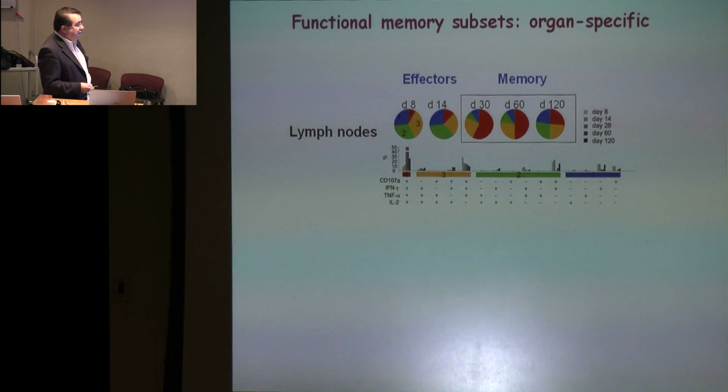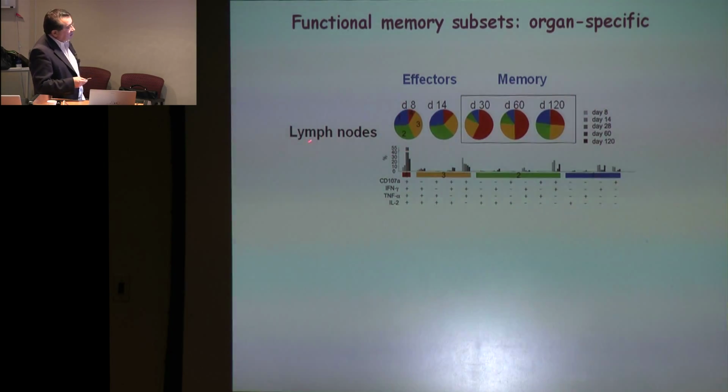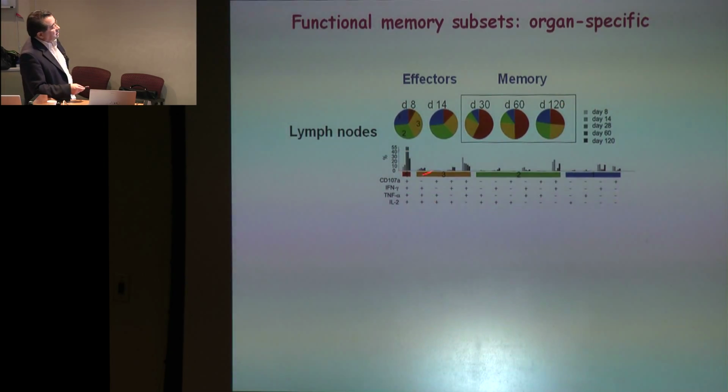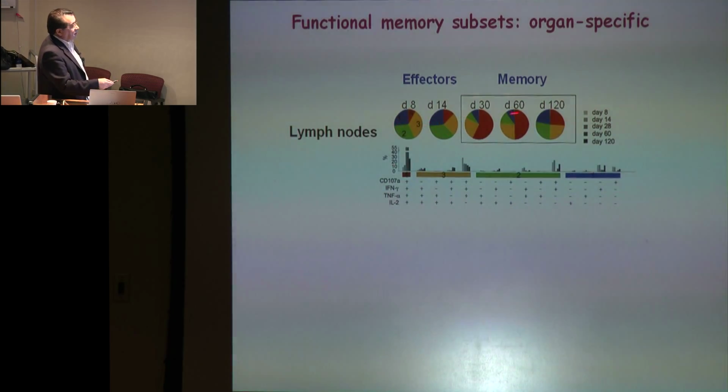So when we compare the different memory setups in the different organs, this is what we see in the case of lymph nodes. We see that the majority of the memory cells in the lymph node can be classified as polyfunctional cells because they can do everything. They can be cytotoxic, produce interferon gamma, TNF, as well as IL-2. Very few of them are monofunctional, and this doesn't change very dramatically according to the time point at which we pick up these memory cells.